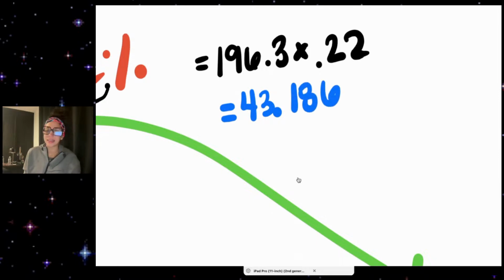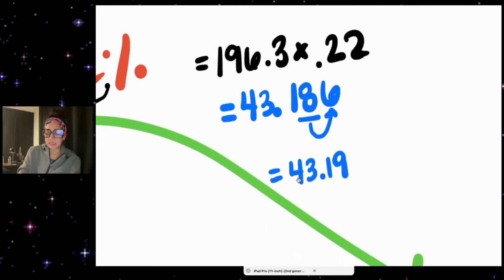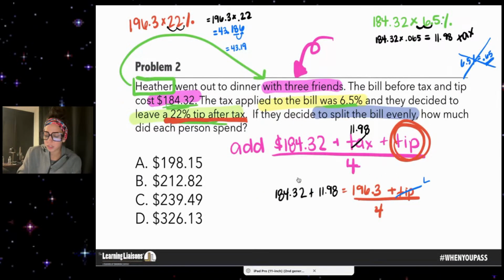$43.18 with a 6 at the end. And if we know how to round, that 8 is going to round up to a 9 because the 6 is greater than 5. And remember, anything 5 or greater rounds us up. Anything 4 or less rounds us down. So this becomes $43.19. So my tip is $43.19.